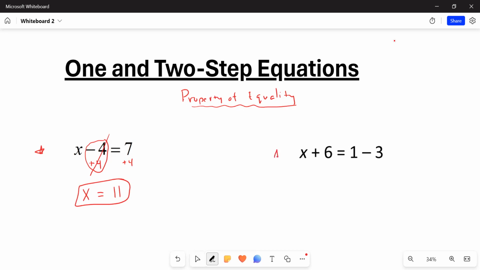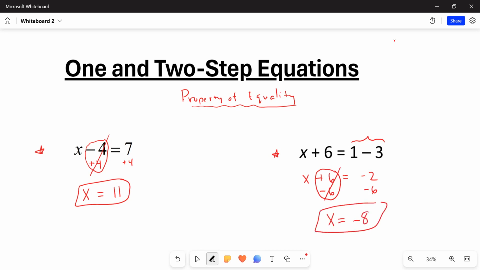Okay, on the right-hand side, let's take a look at this equation. Here, it might be easier to simplify first if you can. Notice on the right-hand side of this equation, you can simplify 1 minus 3, which will simplify to negative 2. And then our one step is to subtract 6 from both sides of the equation. Again, we're subtracting here instead of adding because 6 and minus 6 are opposites. And we get negative 2 minus 6x is negative 8. All right, so that's that.